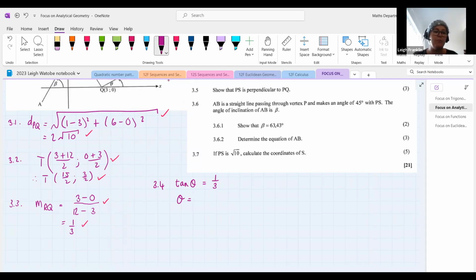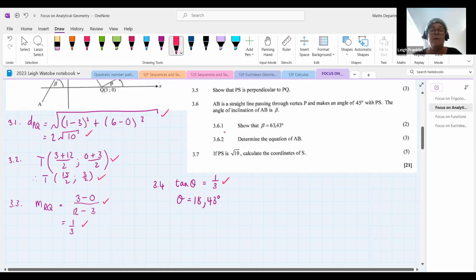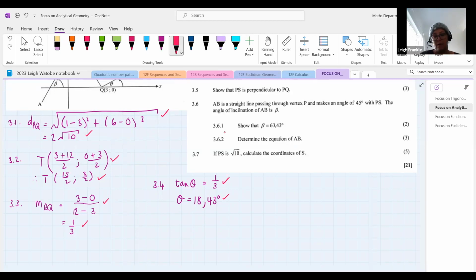But I know that from trigonometry, I could have other answers. But it's an acute angle, so we know that it's in the first quadrant. So shift tan, pop in your ratio, and you should be getting an angle for theta of 18,43 degrees. Exactly. Well done. Perfect. Again, it's a case of subbing in and then getting the correct answer.